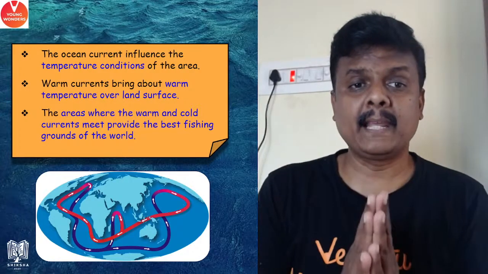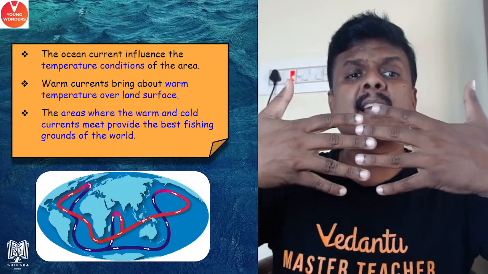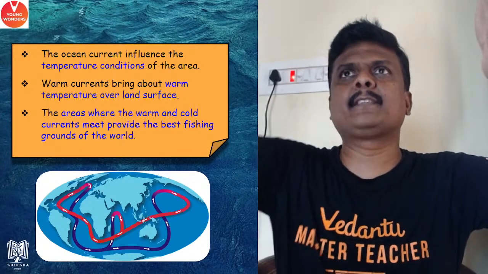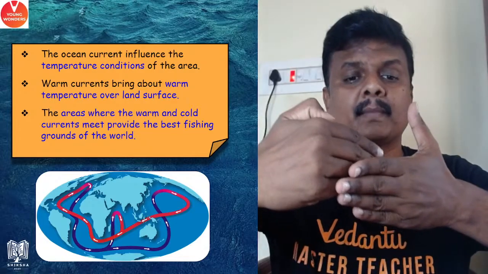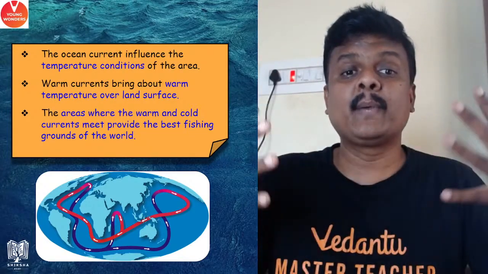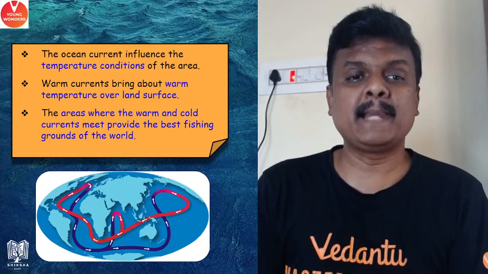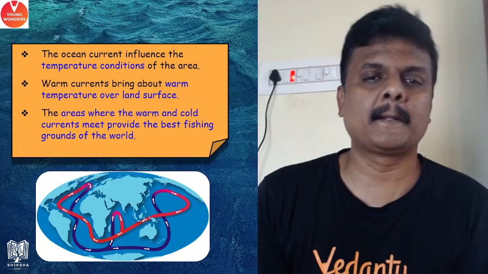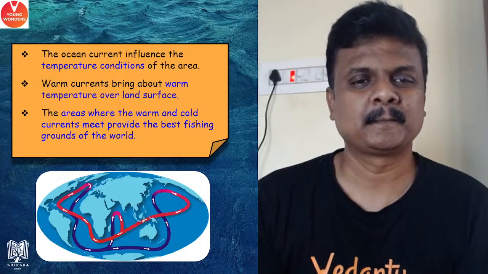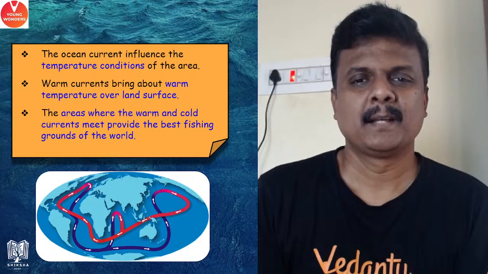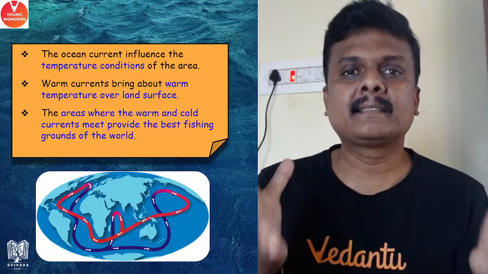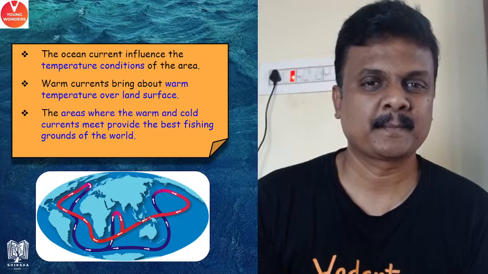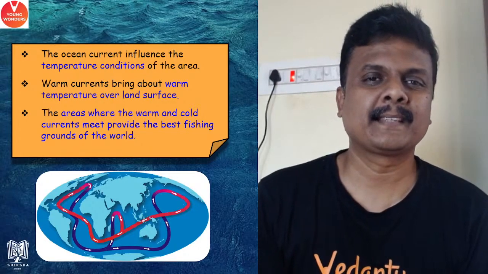Generally, there are some areas where warm and cold currents meet, halfway from the equator towards the pole. Such areas where warm and cold currents meet are said to be the best fishing grounds of the world, because that is an ideal temperature where a lot of fish can be found. Are you getting me, all of you?